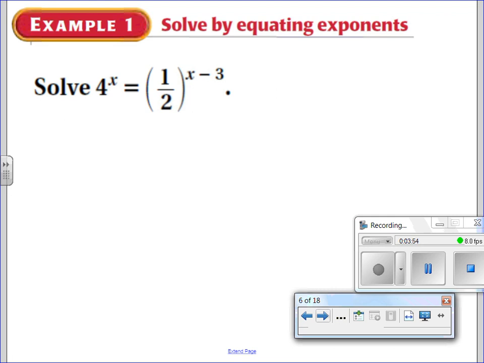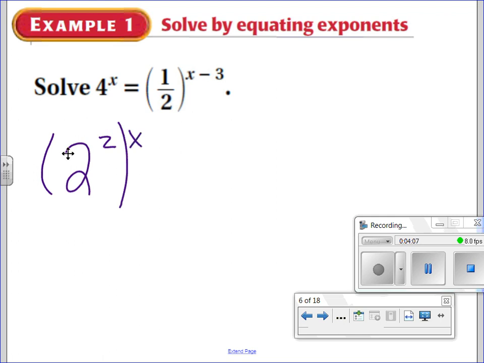So I'm looking, I saw the 4, and I saw the 1/2, and I'm like, I need these to have matching bases on both sides. I'm like, oh, they have a 2 in common with each other. So I rewrote the 4 as 2 squared. Still had that x out front. What is 2 times x? 2x, that's how I would write the left side.